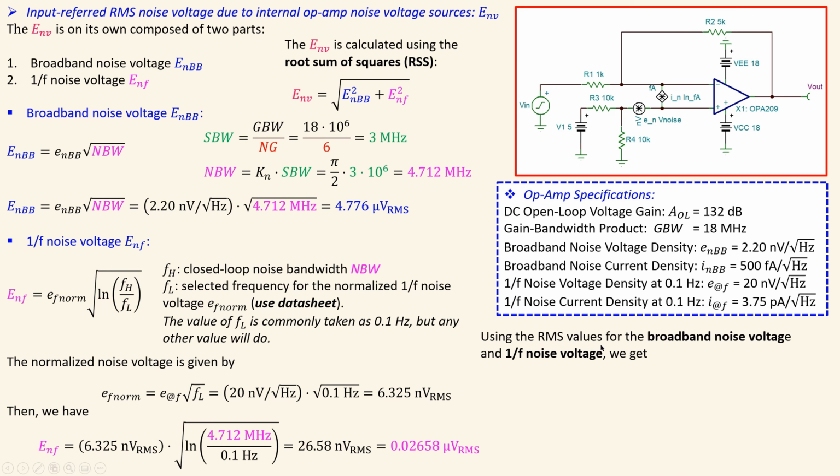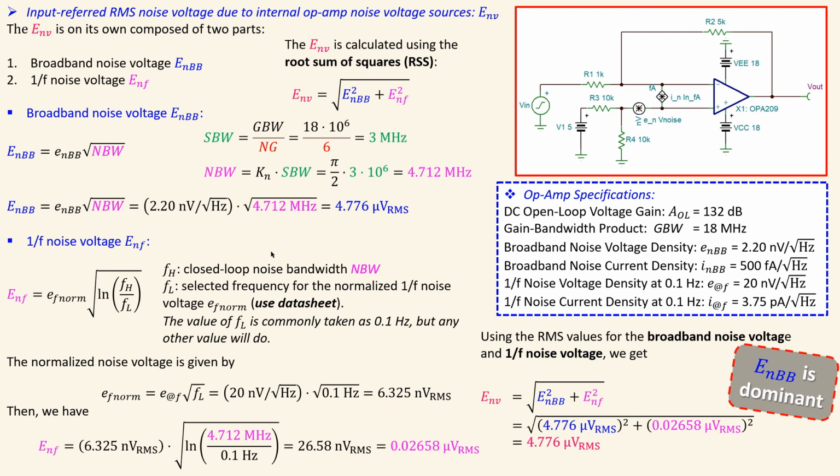So you can then calculate the input referred RMS noise voltage due to the internal op-amp noise, using the formula here, as we also already said, in the root sum of squares. If I now combine these two values, you will have this result. That is the final value for this part, and you can see that this is 4.776 microvolts RMS. That is exactly the same as the broadband noise voltage contribution. So the broadband noise voltage is dominant in this case.